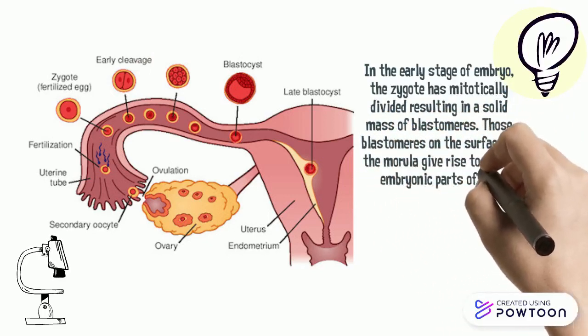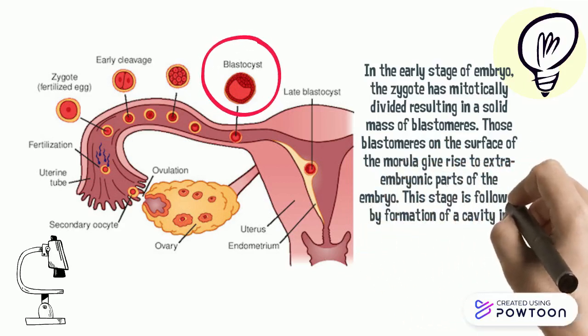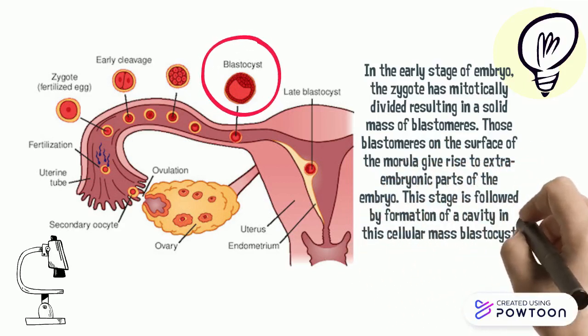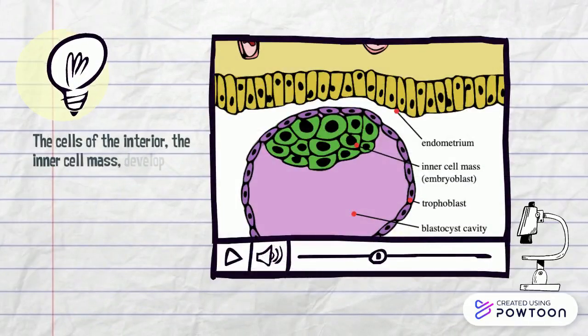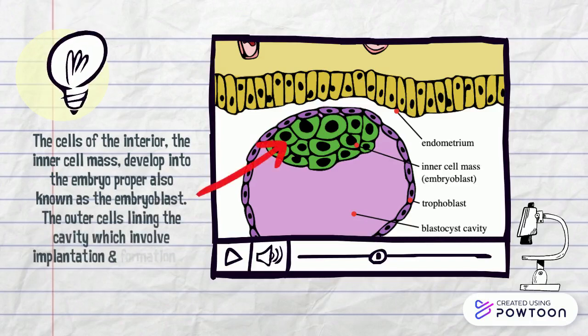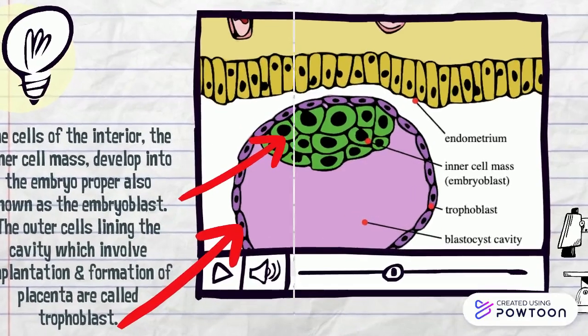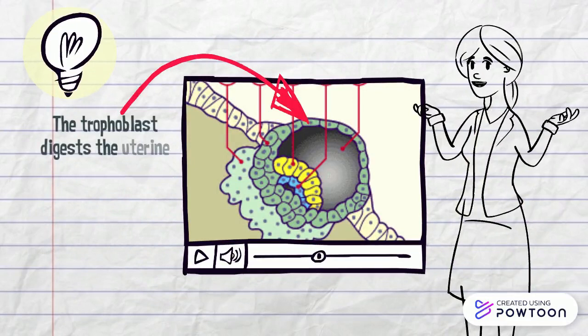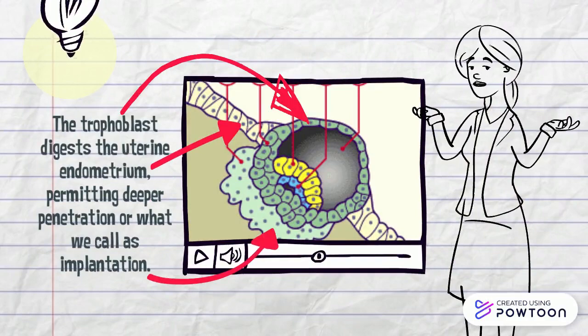This stage is followed by formation of a cavity in this cellular mass, the blastocyst stage. The cells of the interior, the inner cell mass, develop into the embryo proper, also known as the embryoblast. The outer cells lining the cavity, which are involved in implantation and formation of the placenta, are called trophoblast. The trophoblast digests the uterine endometrium, permitting deeper penetration, or what we call implantation.